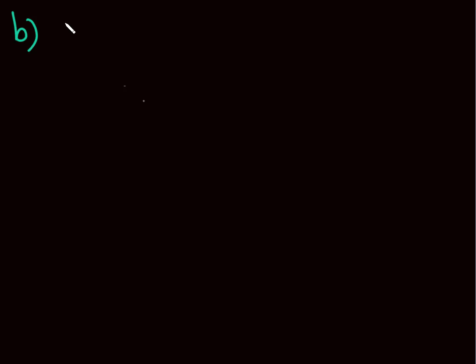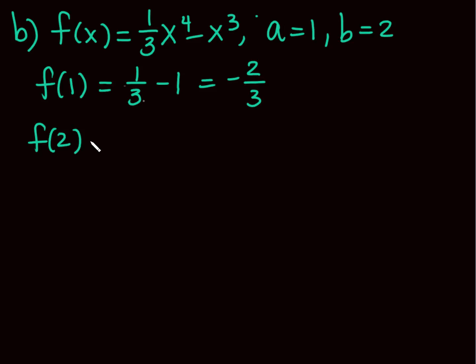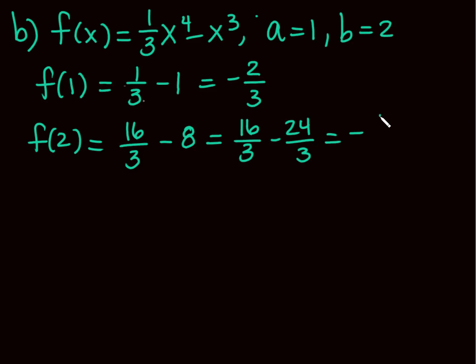All right, part B. Let's look at another one. Let's say f of x equals 1/3 x to the 4th minus x cubed, and we're going to look at a being 1 and b being 2. So f of 1 gives me 1/3 minus 1, which is negative 2/3. And f of 2: 2 to the 4th is 16, so 16/3 minus 2 cubed, which is 8. So I have 16/3 minus 24/3, which gives me a negative 8/3.